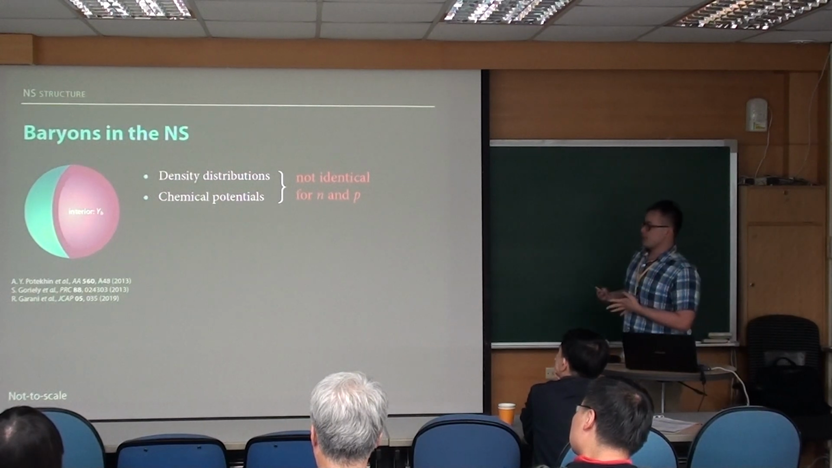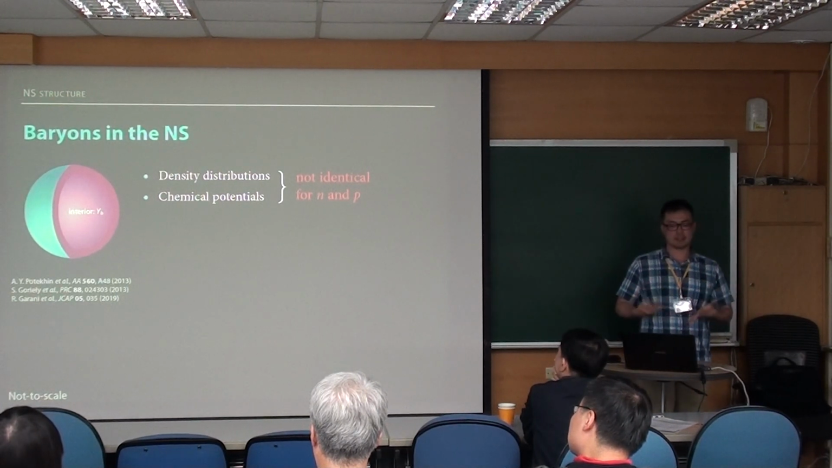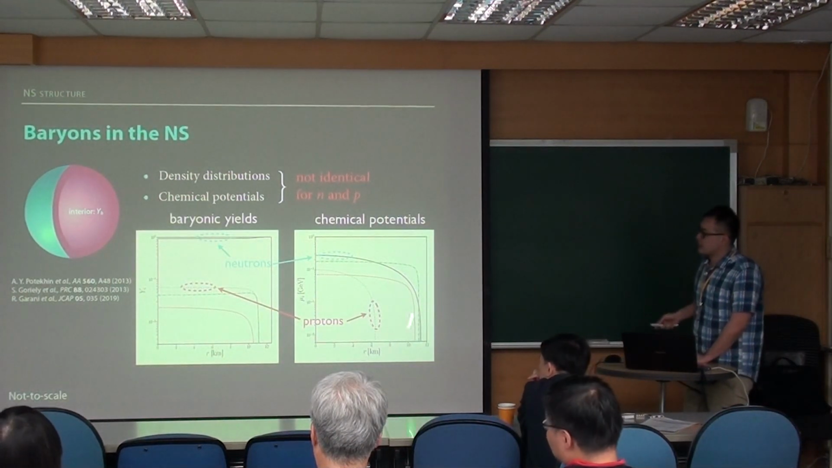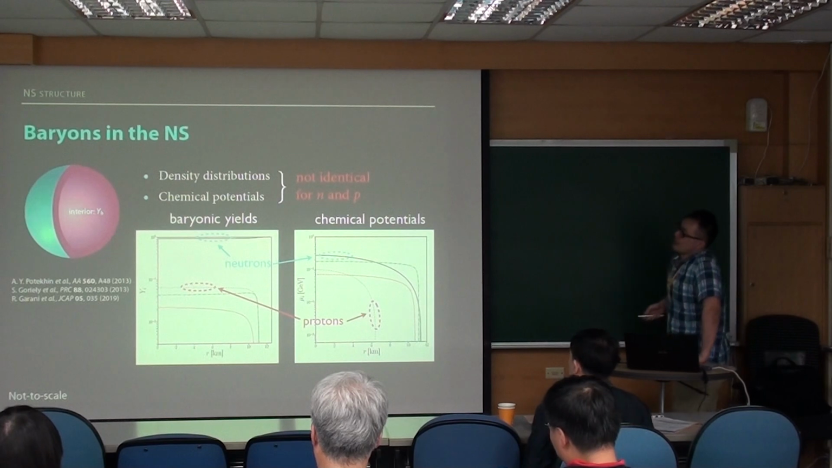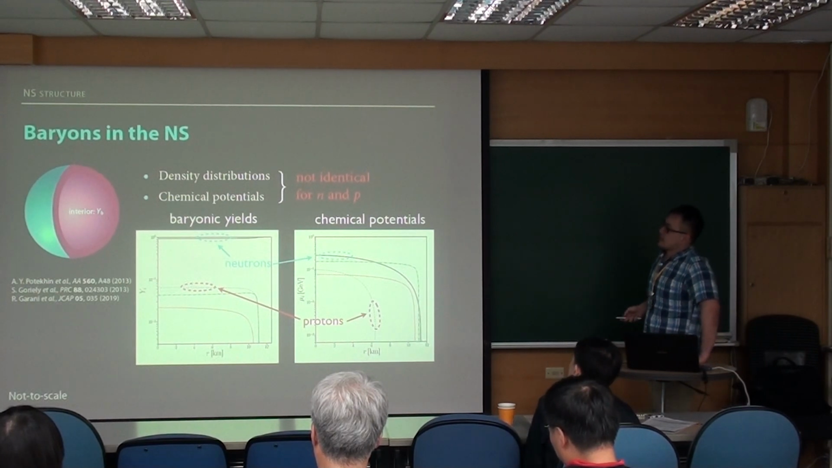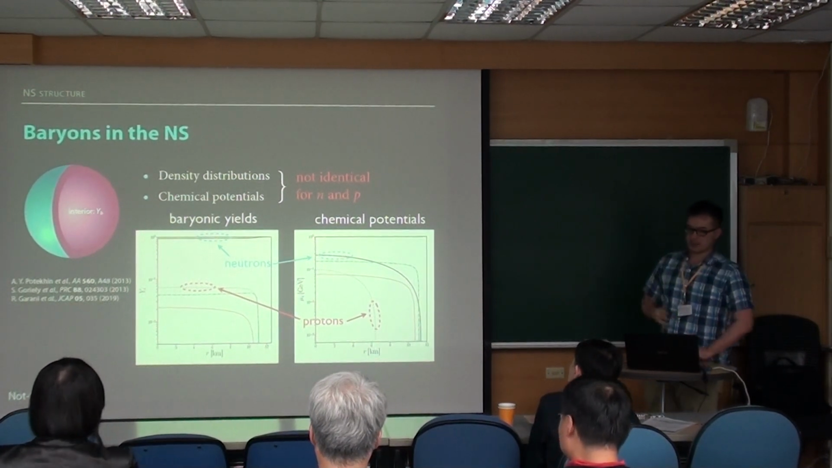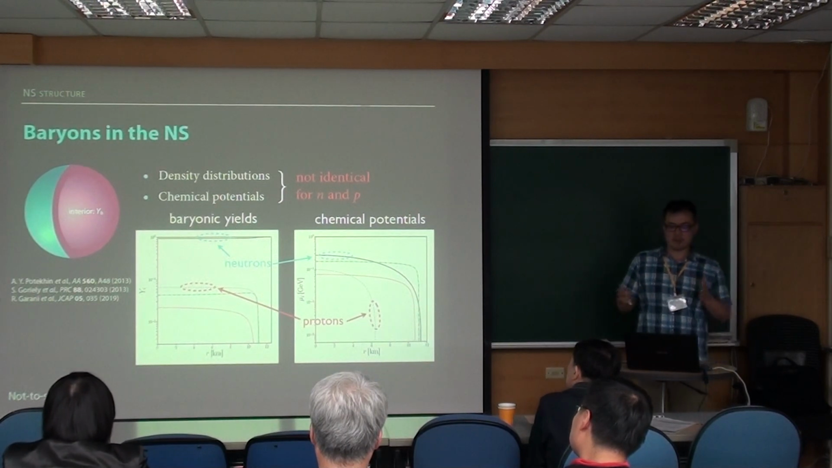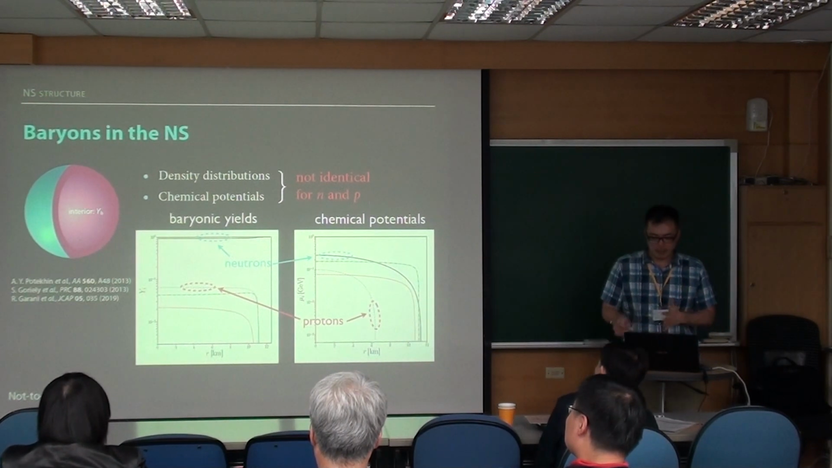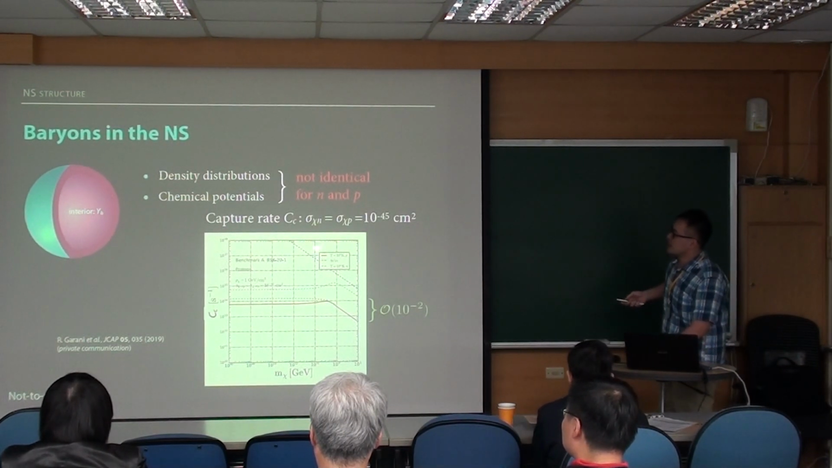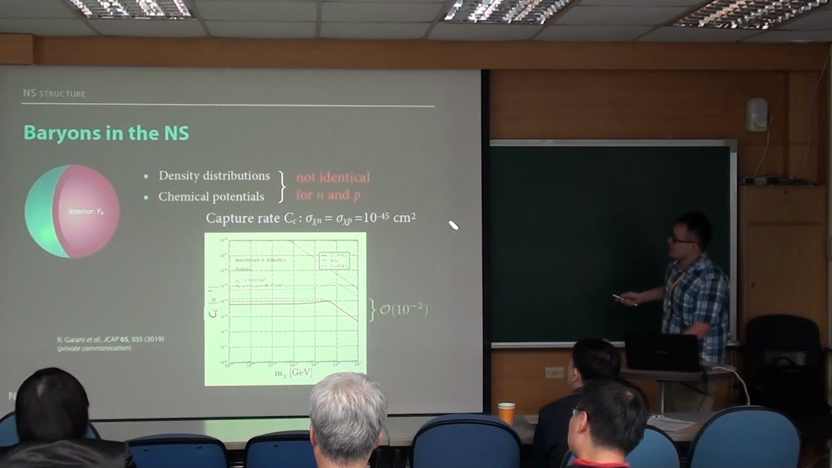But the density distribution and the chemical potential of baryons inside the neutron star are in general not the same, as you can see from these two plots. On the left plot, the neutron density is much larger than the proton density. So neutrons compose most of the matter inside the neutron star, and the chemical potentials of the neutrons are in general very different from those of the protons. This effectively predicts very different capture rates between neutrons and protons for the dark matter. This plot shows the capture rate of a neutron star, assuming the dark matter-neutron cross-section sigma chi n and the dark matter-proton cross-section sigma chi p are the same.